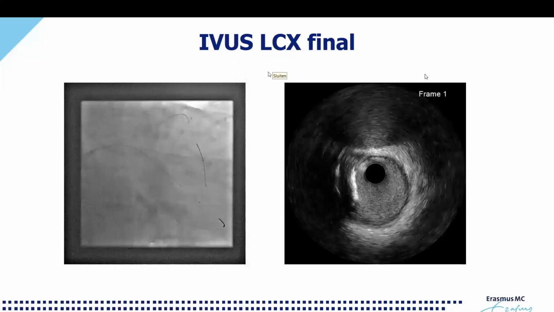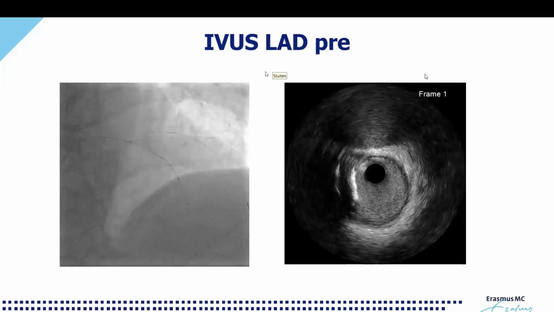So we had to do the LAD. And according to virtually routine practice, we started again with the pullback of the LAD. Let's do it. There we go.